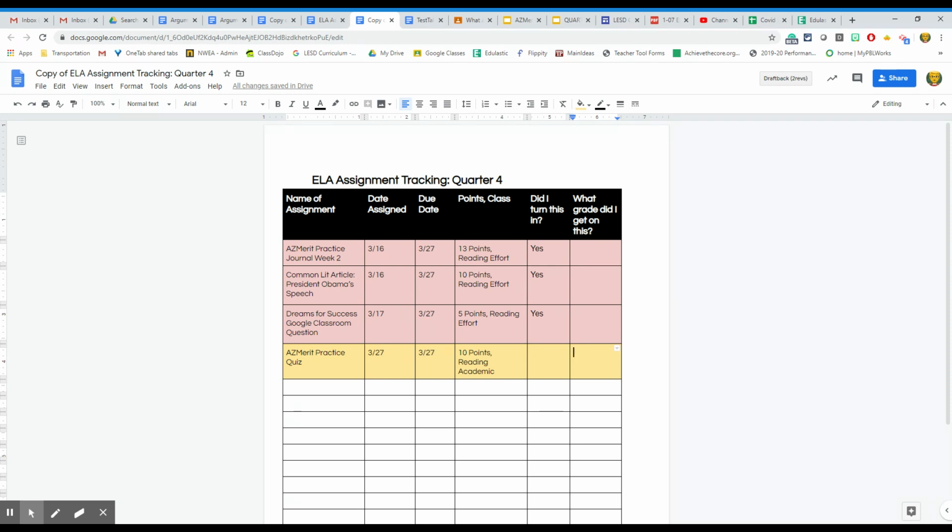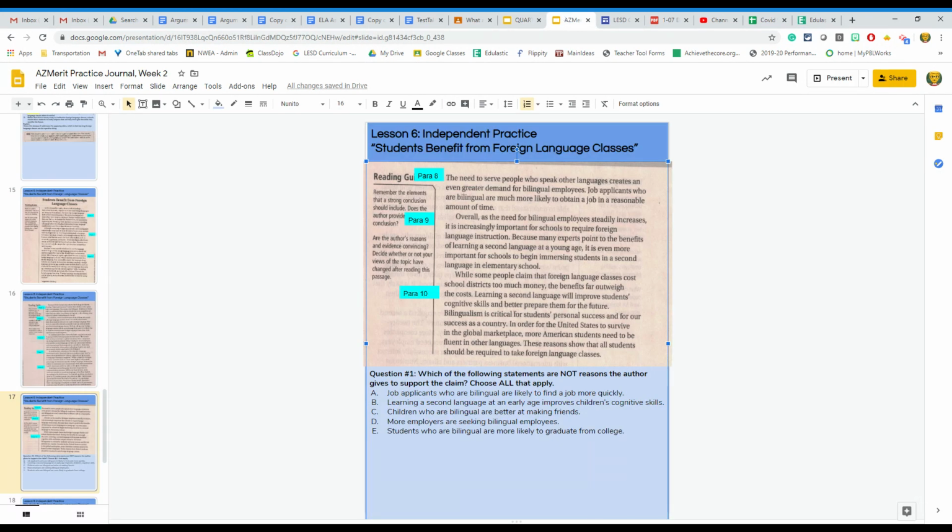So as soon as you get your grade, I want you to type your grade in right here, type your scoring right here, okay? And I'll explain a little bit about that once we go over that part of the Edulastic practice quiz. Okay, so this is what your assignment tracker should look like currently, okay? You can pause the screen here, and you can update your ELA assignment tracker to look like this one. All right, so back to the AZ Merit Practice Journal.